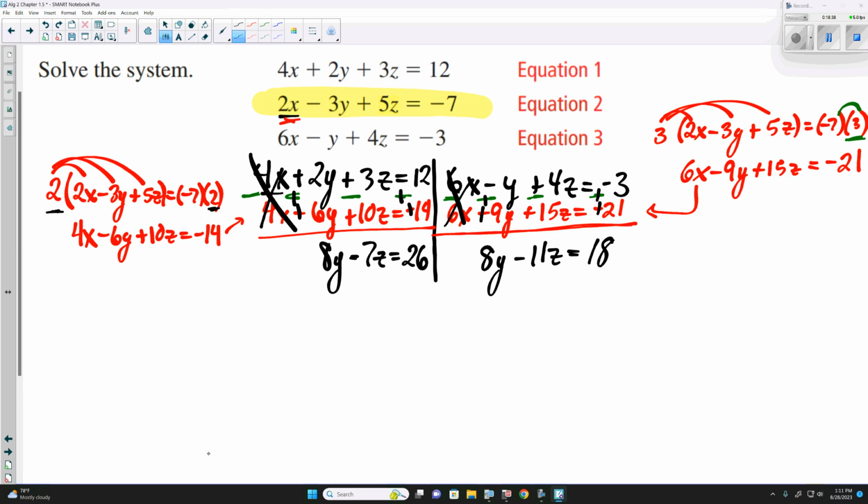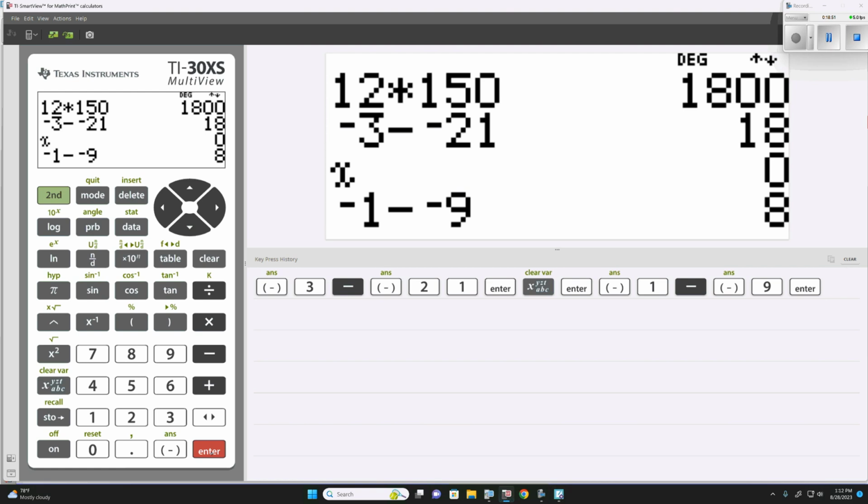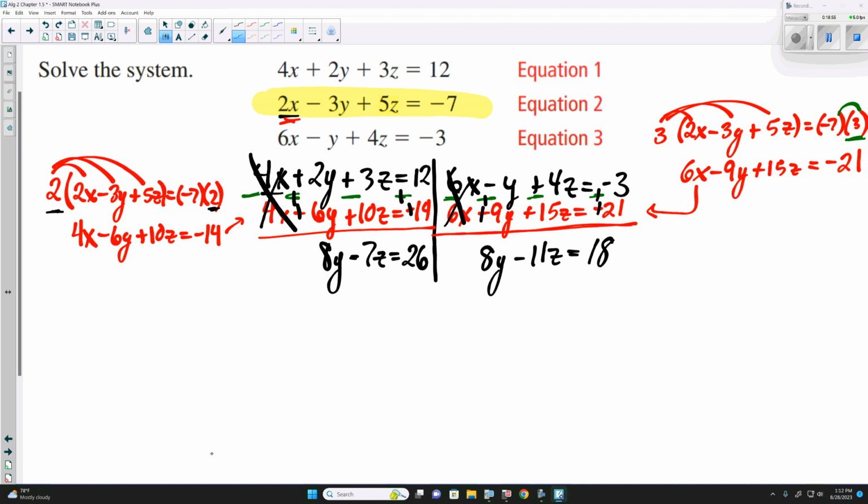Like if we were wanting to do the negative y plus 9y or negative y minus negative 9, I would just do the numbers in front. Negative 1 minus negative 9 tells me it's 8. Well, not quite, because we're partway there. Because we need to find the values of x, y, and z. Now, the reason we took x away is because we can't solve for 3 variables simultaneously. It's just not possible.